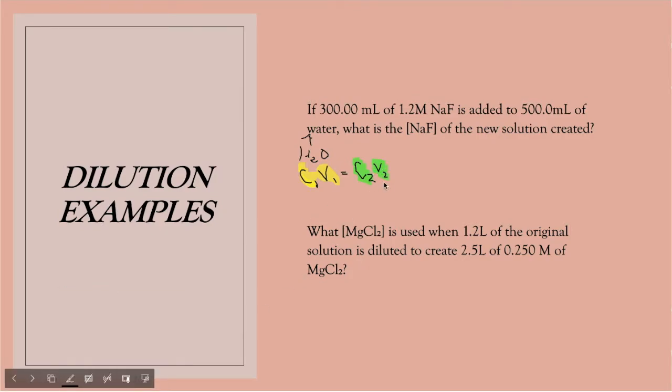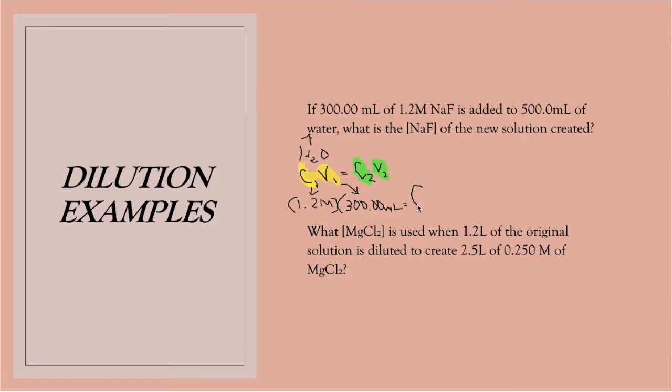So basically, if we start plugging in numbers, it will appear that C1 is equal to 1.2 molarity, because this was the concentration of the sodium fluoride before anything was added, and the volume of it is 300 milliliters as it is stated. So 300.00 milliliters will be the first volume, and this is going to be the second concentration. This is the concentration that we want to find out, because the question asks what is the molarity of sodium fluoride.